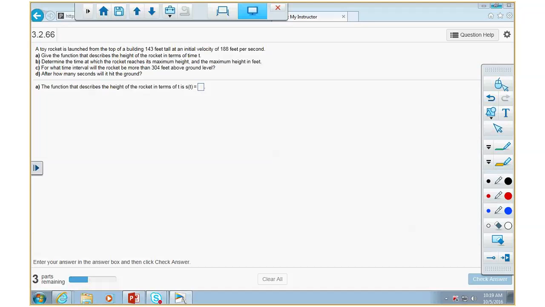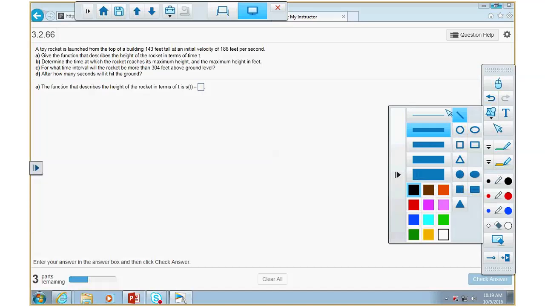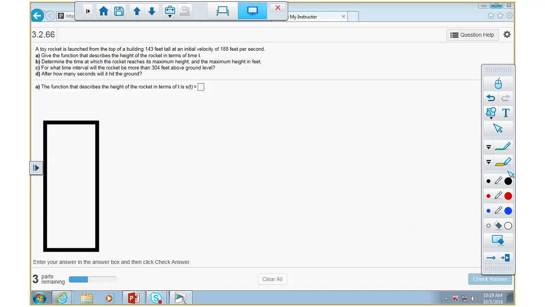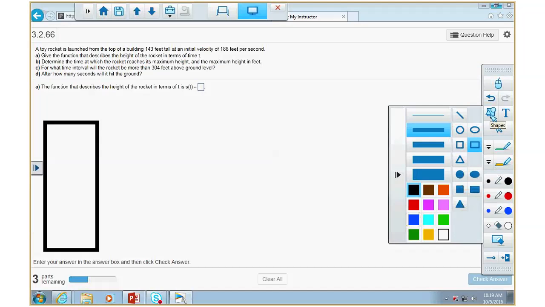So we're going to take our handy dandy building drawer, 143 foot tall. Now what I'm going to do here is take my handy dandy line maker, and I'm going to take this guy, and I'm going to draw.